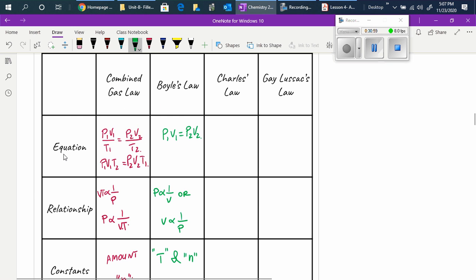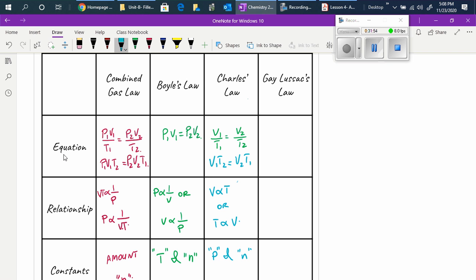Okay. Now, next one is Charles' law. In Charles' law, we have V1 T1 is equal to V2 T2. Let's change the color here to blue. Sometimes you see it as V1 T2 equals V2 T1. In terms of the relation, volume is directly proportional to temperature, or you can say that temperature is directly proportional to V. So when you increase this, this increases. And what is kept constant here is pressure and the amount, which is represented by the number of moles.